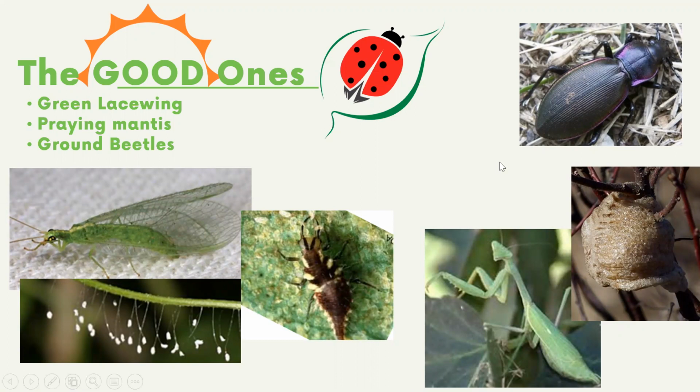The little babies are very small when they come out, and they will go to town eating all sorts of insects. But praying mantis, they will also eat other good bugs. I've seen them eating butterflies and things like that. So even though the temptation might be to stop them from doing that, remember that they also eat a lot of the bad bugs too.